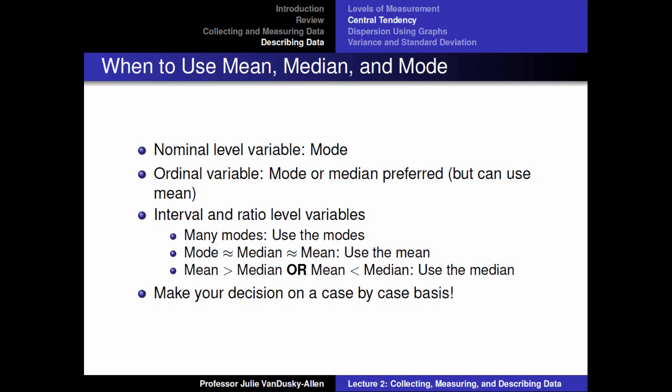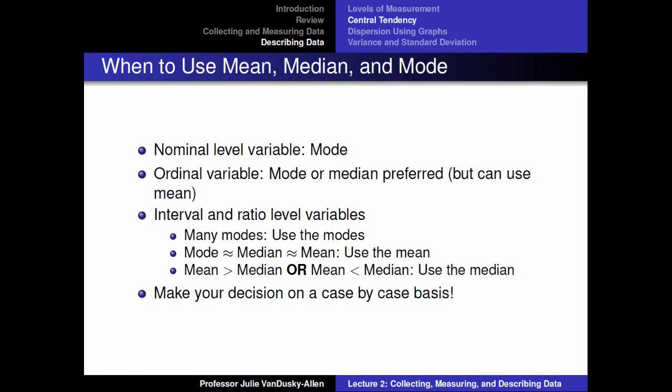With ordinal level variables, the mode and the median are the preferred measures of central tendency, but you can use the mean. Last, with interval and ratio level variables, if the variable has multiple modes, like the Commonspace scores did, use the modes. It demonstrates that there is not one single typical case in the data. Instead, there are multiple typical cases in the data.